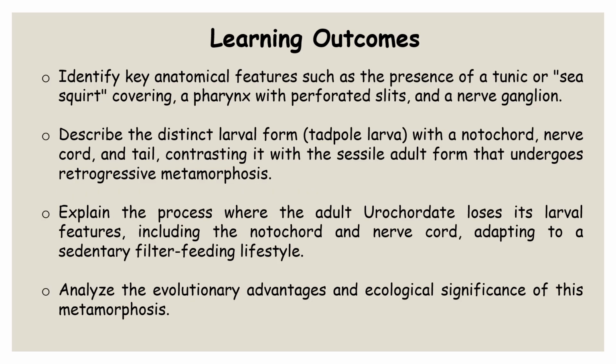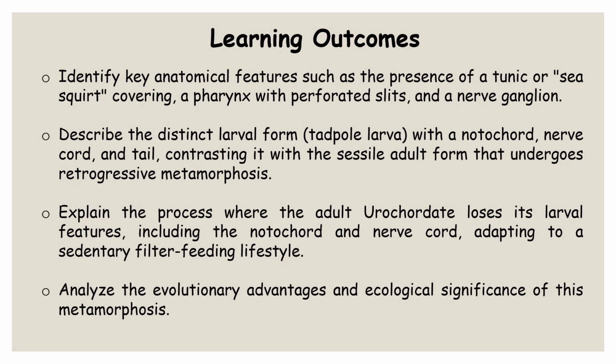Learning outcomes: you will be able to identify key anatomical features such as the presence of a tunic or sea squirt covering, a pharynx with perforated slits and a nerve ganglion. You can describe the distinct larval form with a notochord, nerve cord and tail, contrasting it with the sessile adult form that undergoes retrogressive metamorphosis.